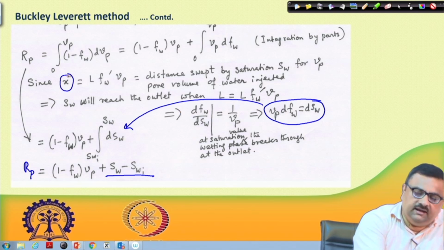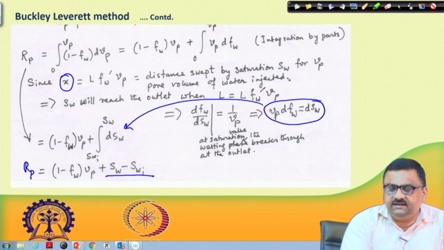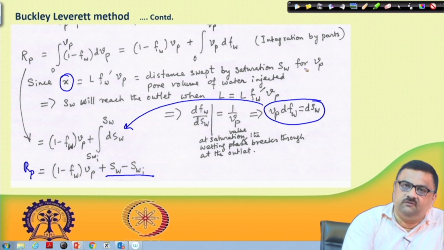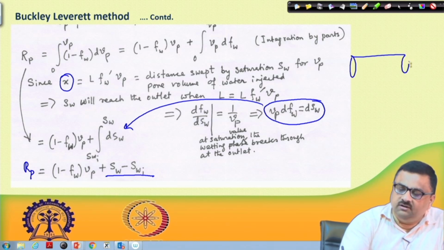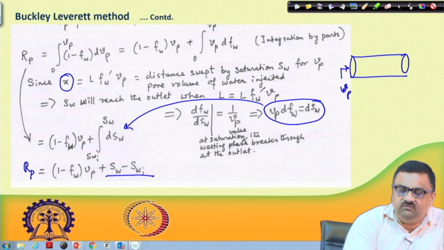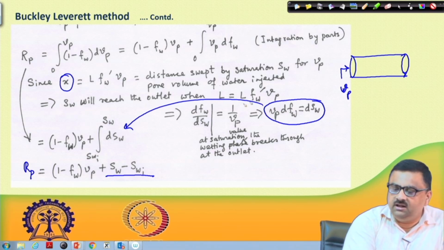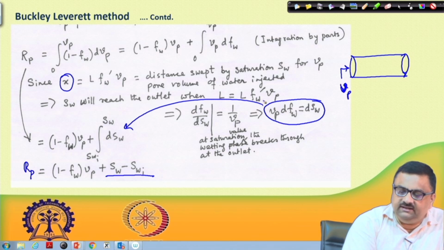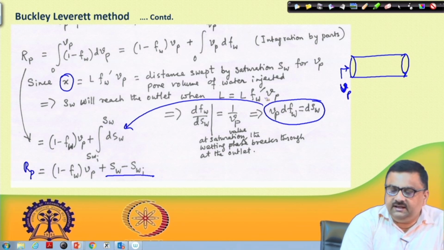What was x? The x was the distance swept by saturation SW for Vp pore volume of water injected. So, Vp pore volume of water was injected. I have the core, and we are trying to locate how far the SW front will travel. But now we have insisted SW will reach the outlet when L is equal to L FW prime Vp. So, this Vp and these Fw prime are just tied.